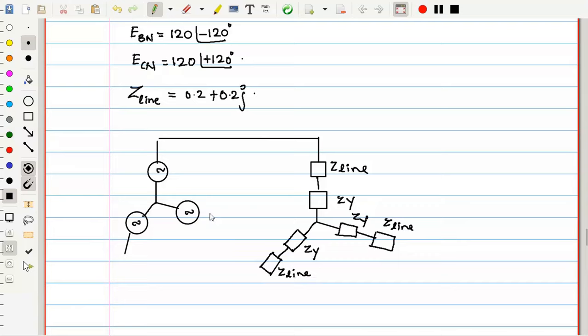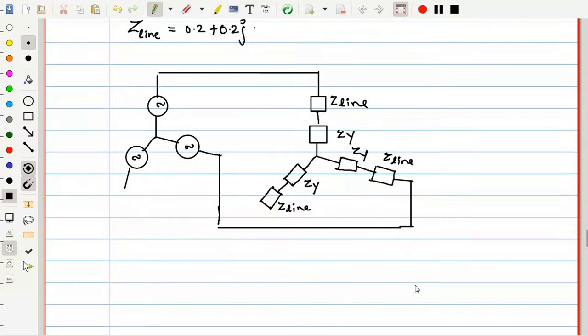So try to understand this a little carefully. This is B phase, so B phase should connect to B phase load. In this way, and this is C phase, C phase should connect to C phase load. So in this way, let me write A, B, C, and now, if I want, I can write small a, small b, small c.